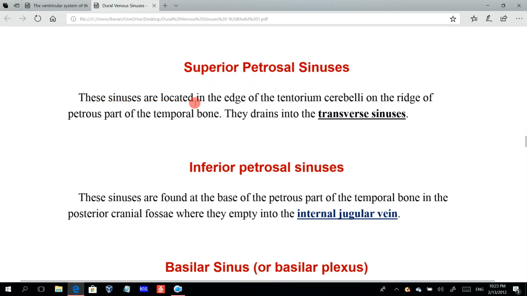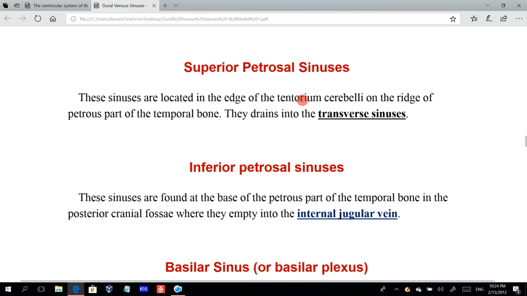These sinuses are located in the edge of the tentorium cerebelli, on the ridge. Ridge يعني مثل تلة أو حافة أو سلسلة من المرتفعات. تتذكرون البتروس بون، شكل البتروس بون، الإيدج مالته الفري إيدج تكون irregular just like ridge سلسلة من المرتفعات الصغيرة.